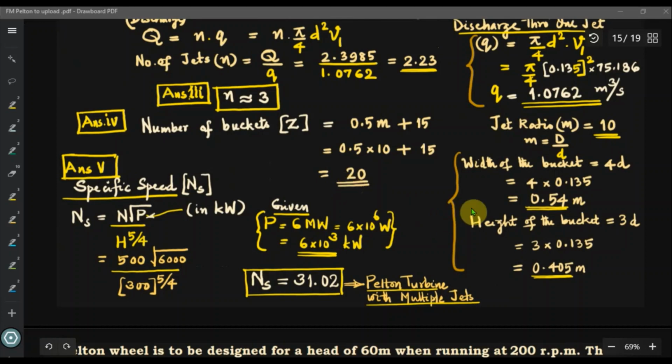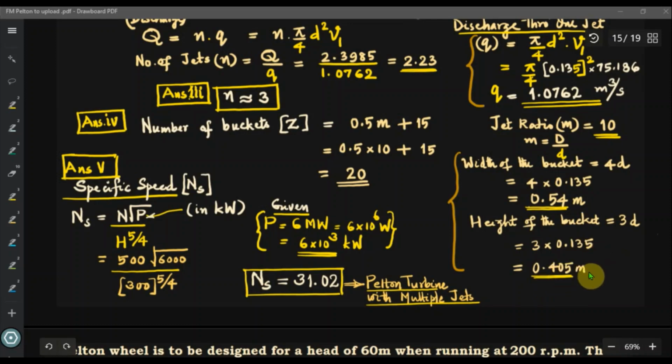Now the other dimensions of the buckets. Usually the bucket dimensions we express in terms of the diameter of the jet. The diameter of the jet in this case is 0.135 meters or 13.5 centimeters. The width of the bucket, that is the axial width, you are familiar with that dimension already. You can take it as 4 times the diameter of the jet, 4 times 0.135, that is 0.54 meters or 54 centimeters. Then the height of the bucket, that is the radial height, is equal to 3 times the diameter of the jet. You can take this proportion. So 3 times 0.135.